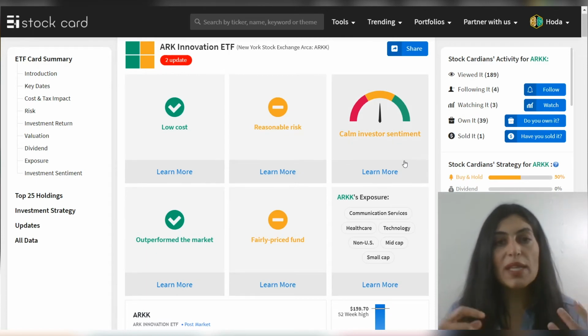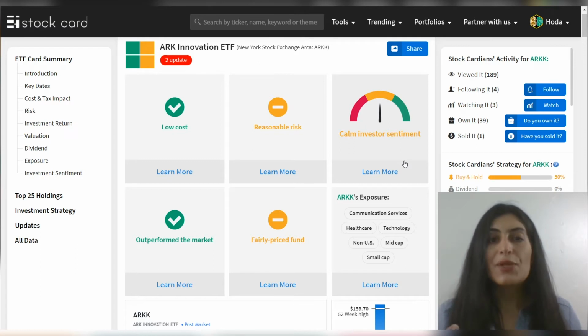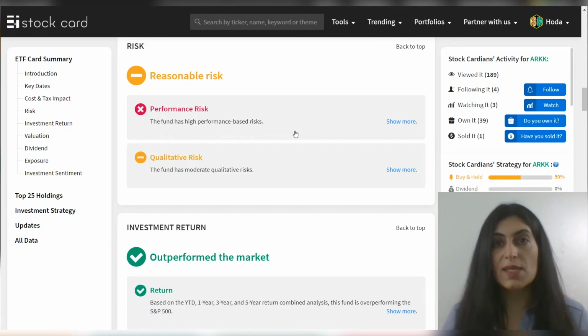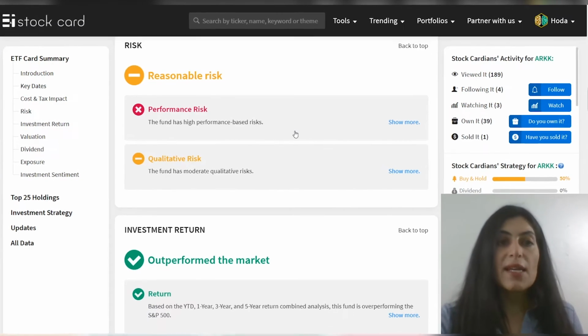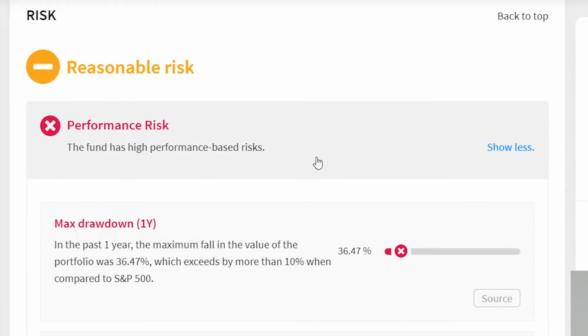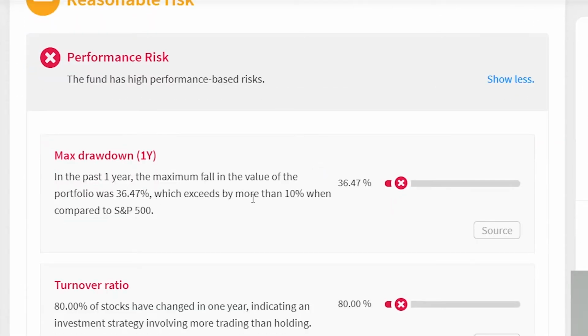Then the second thing is whether the risk you're taking with this ETF is reasonable, because when you invest in an ETF, you probably want to reduce some of your risk instead of buying an individual stock, right? So we need to make sure the ETF you're investing in has reasonable risk. When it comes to ARK in this case, it has some performance risk. It's a high risk fund because it's extremely volatile. Its drawdown, or its fall in value, is much higher than something like the S&P 500.